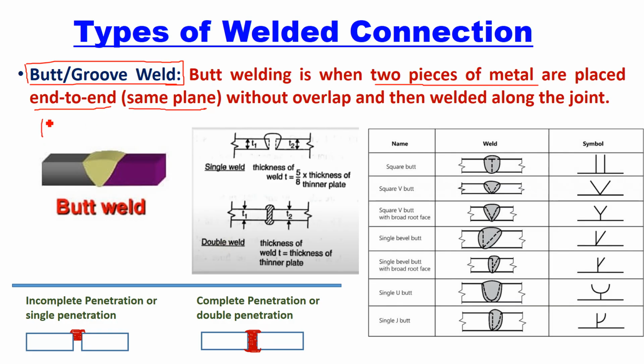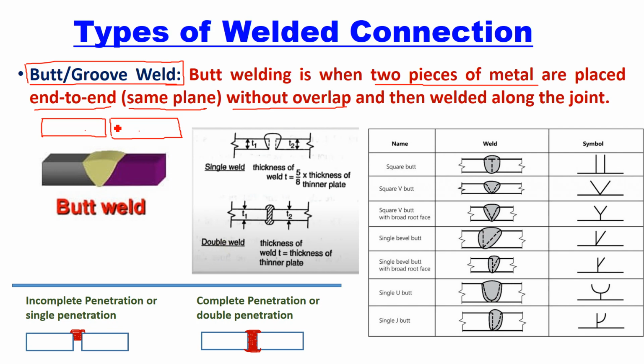In the same plane means if one plate is like this, and the second plate or second piece is like this, these are in the same plane. You can say end to end means the second plate starts after the end of the first plate in the same direction. Or you can also say both the plates are in the same plane without overlap. So end to end means there is no overlapping, and then it is welded along the joint. Of course overlapping welding is also possible, but butt weld means the two pieces of metal or two plates are placed end to end or in the same plane but not overlapped.